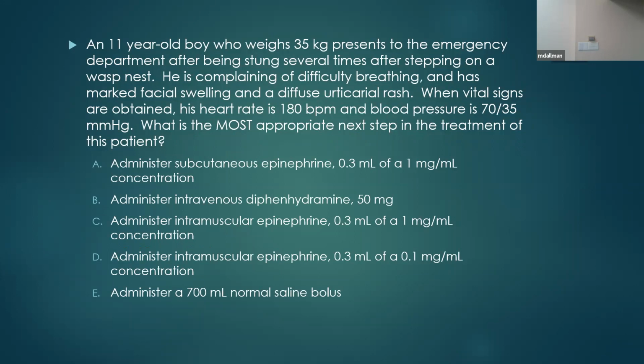An 11-year-old boy who weighs 35 kgs presents to the emergency department after being stung several times after stepping on a wasp nest. He is complaining of difficulty breathing and has marked facial swelling and a diffuse urticarial rash. Vital signs are obtained. His heart rate is 180, blood pressure is 70/35. What is the most appropriate next step in treatment of this patient?